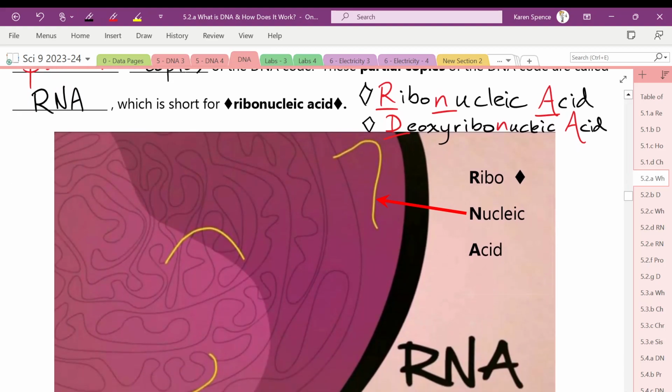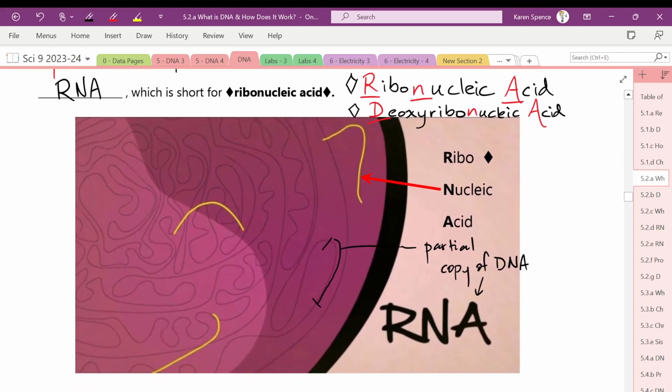So some chemicals go in the cell and they'll make a little copy. Let's say I wanted to make a copy of this section of DNA here. Some chemicals would go along and be like, let's make a little copy. And that is called RNA. So all those little yellow bits are the RNA. On your page, they'll be gray because everything's gray in your book.